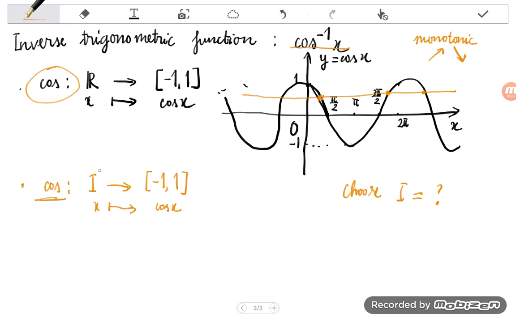And you should choose an interval I. On this interval, the graph of the function just comes down or it just goes up, and the value of cosine x lasts from -1 to 1. You can spend several seconds to think about what interval I you would choose.